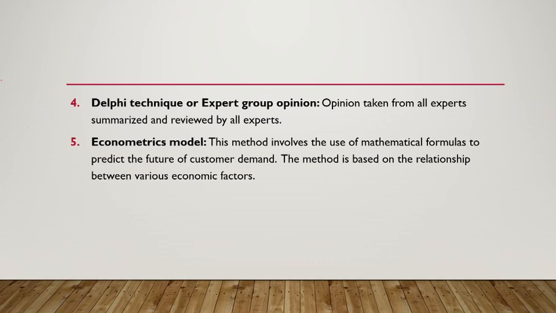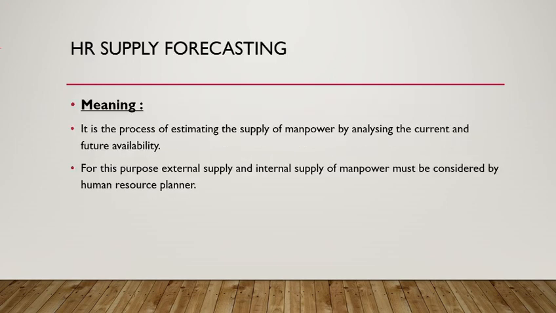Next is Delphi technique or expert group opinion. In this, opinions are taken from all experts, and they have to be summarized and reviewed by all experts. Next technique is econometric model. This model involves use of mathematical formulas to predict the future customer demand. The method is based on the relationship between various economic factors.